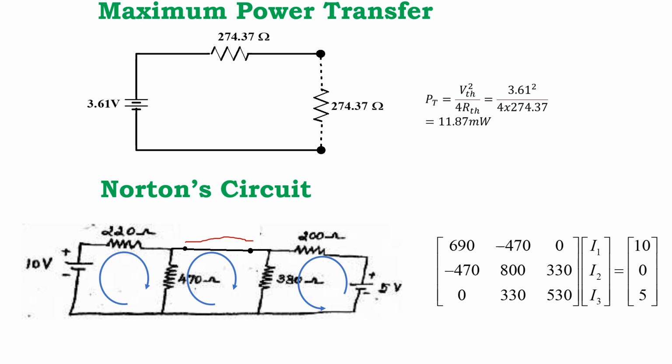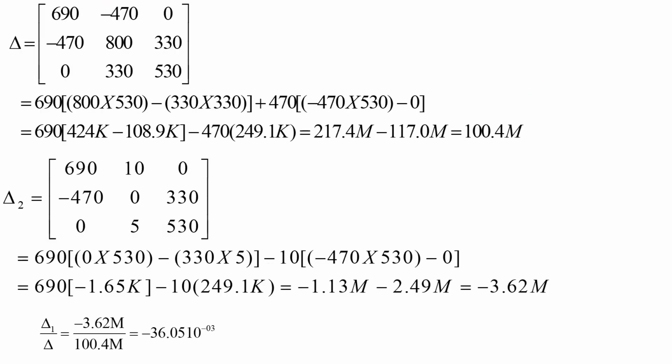The third row is common between 3 and 1, 330 is common between 2 and 3, and 530 is the sum of the elements in the third loop. So I1, I2, I3, as there are 3 loops. Then the voltage will be 10 in the first loop, 0 in the second loop, and 5 volts in the third. So find the delta from this. I got 100.4 mega ohms.